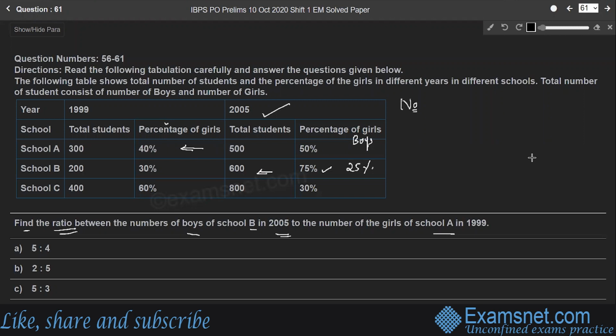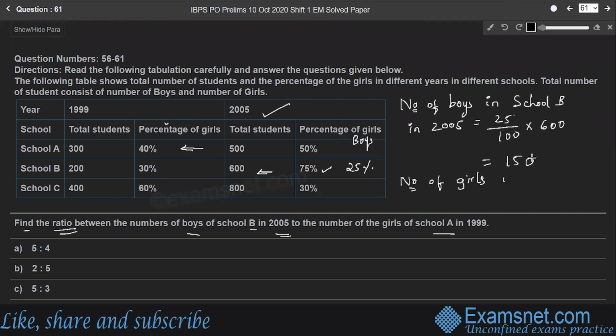So let us find the number of boys in school B in the year 2005. Out of 100, 25 is the number of boys. Therefore, out of 600, there are 150 boys in school B in the year 2005. And the number of girls in school A, we have already calculated in the previous questions, that is out of 100, 40 is the number of girls, therefore out of 300, there are 120 girls in school A.